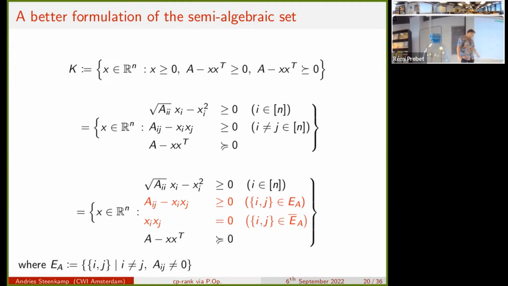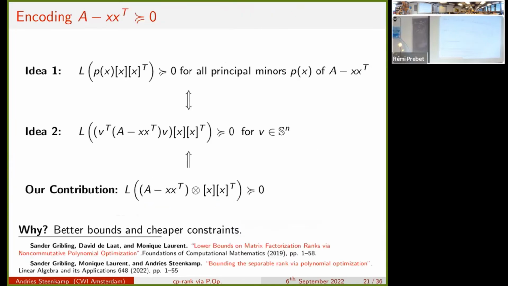Let E subscript A be essentially the edges of the support graph of A. And where it's not supported, we get our x_i x_j equals zero. This is what our quadratic module becomes. Everything looks like we can feed this into our GMP framework, which we saw a while back, except maybe this constraint. This looks a bit weird. It's not just a scalar polynomial inequality.